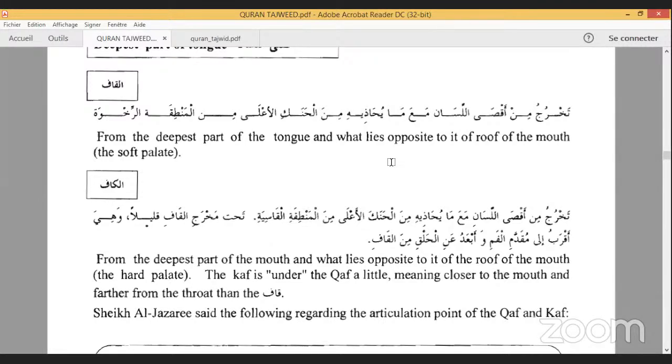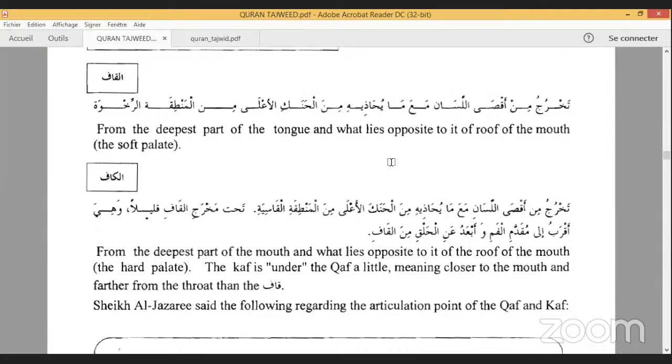So we have a roof, and we have other parts. We're going to see it, which is hard. We have hard, we have soft. Okay. So if you say aqo, you find that the sound of qaf comes from the deepest part of the tongue with the roof of the mouth, which is the soft palate. Okay. And the kaf from the deepest part of the mouth and what lies opposite of it.